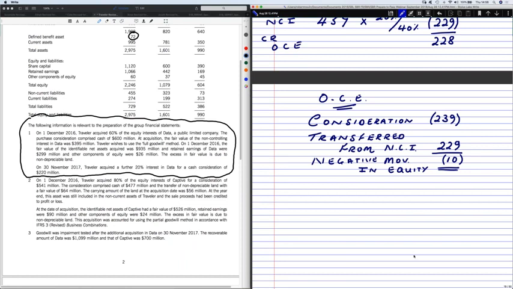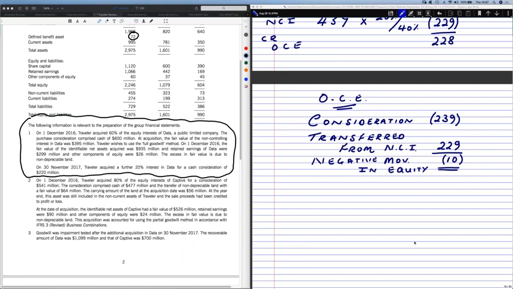Very good, everybody. And please remember, this is not affecting retained earnings. This is not being presented in P&L. This is not being presented in OCI. It is literally a shift in equity between the NCI and the owners of the parent, resulting in either a positive or negative movement in equity. It is not presented within OCI.